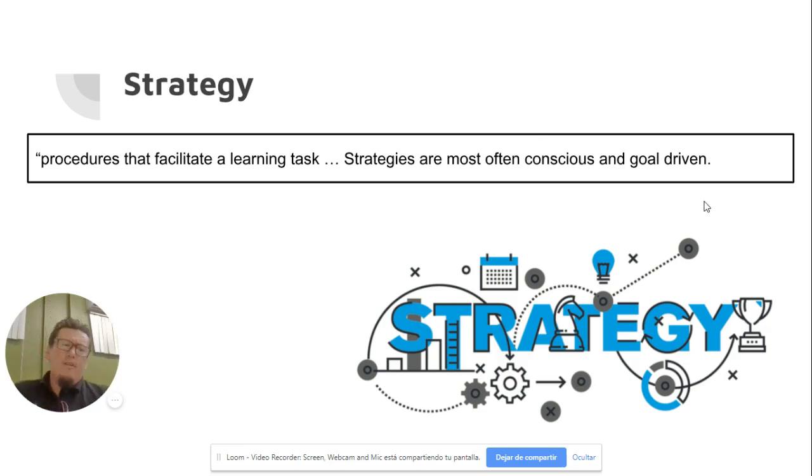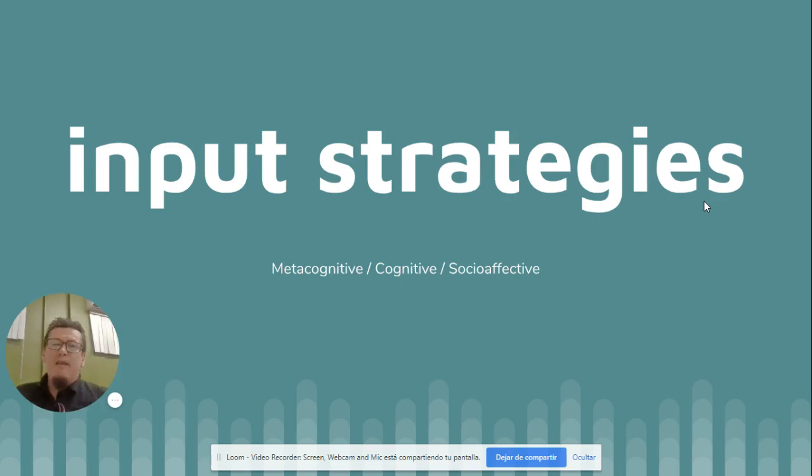Okay, so we have basically two types of strategies here. This is kind of broken up into two big sections. The first section is input strategies, and the second section is output strategies. Input strategies themselves are divided into three subcategories, which, as you have them here on screen, are metacognitive, cognitive, and socio-affective strategies.